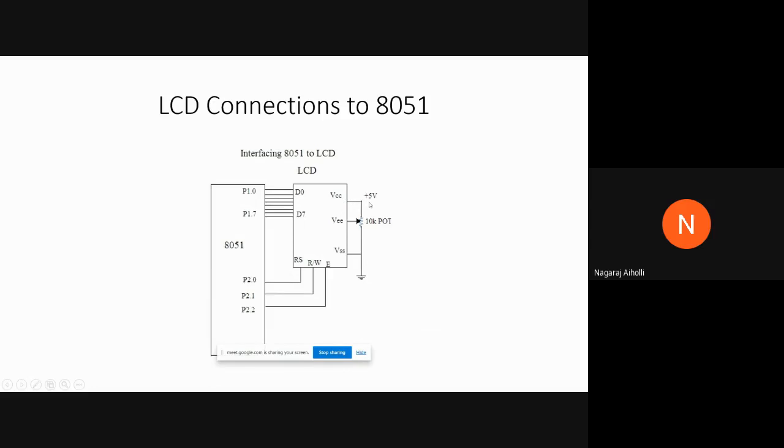VCC is plus 5 volts, the power supply. Then VSS is connected to ground. VEE is for controlling the contrast of the LCD. So this is regarding the interfacing between the LCD and the 8051 microcontroller.